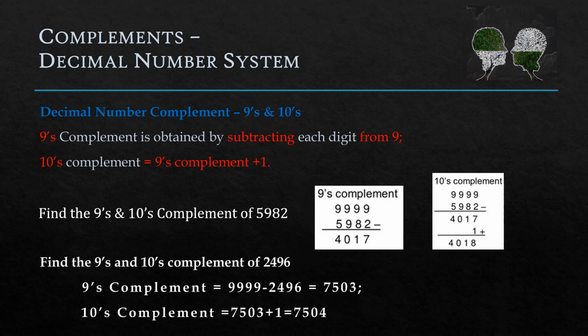And to find out the 10's complement, we need to add 1 to its LSB. So first we are finding out the 9's complement, then adding 1 to the LSB of this 9's complement, we will get this 10's complement. So 4017 plus 1, which is equal to 4018, is the 10's complement of the number 5982. Similarly, the 9's and 10's complement of 2496 is 7503 and 7504 respectively.